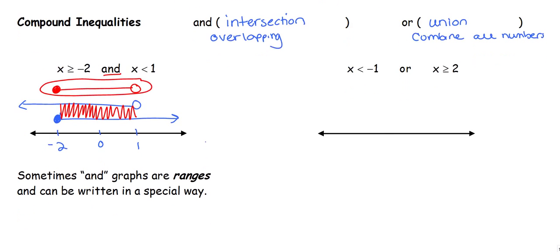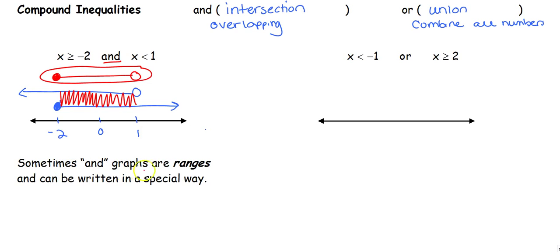And sometimes and graphs are called ranges and can be written in a special way. So my numbers are ranging from negative 2 to positive 1. So we can go ahead and rewrite this. Negative 2, since it's a closed circle, is going to be less than or equal to x, which is going to be less than 1. I can go ahead and squish those two pieces together and write them as a special range.